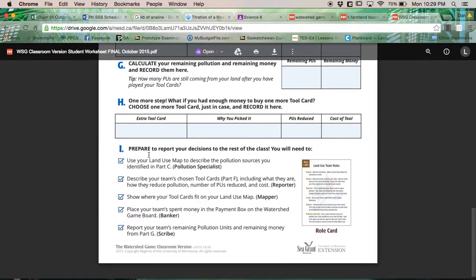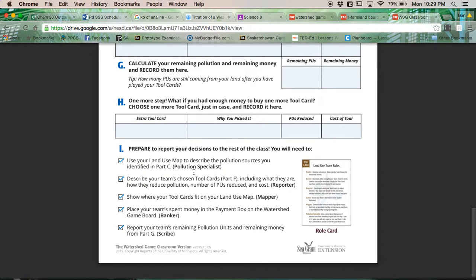This part of the assignment, the I, looks totally different on your handout than it does here, and this is going to be the formative assessment piece. So what you need to do is provide a written or visual report of your choices for your land use and the reduction of pollution. First thing you need to do is identify the problems, and again, all of these are listed on your handout, so go ahead and turn to I on your handout, and it will tell you exactly what to do.